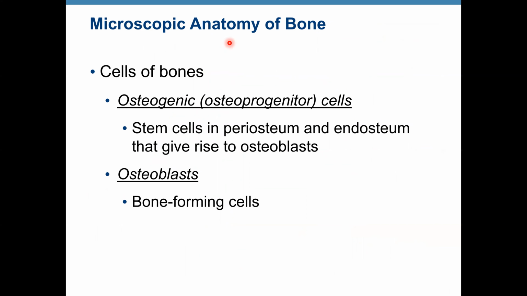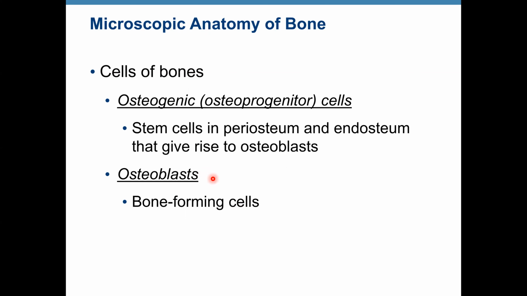Now we're going to look at the microscopic anatomy of bone. The cells of bone include osteogenic cells. Those are stem cells in the periosteum and endosteum that give rise to osteoblasts. Osteoblasts are bone-forming cells. They secrete bony matrix, because bone is osseous tissue. This tissue is made from cells and a pretty large amount of extracellular matrix.